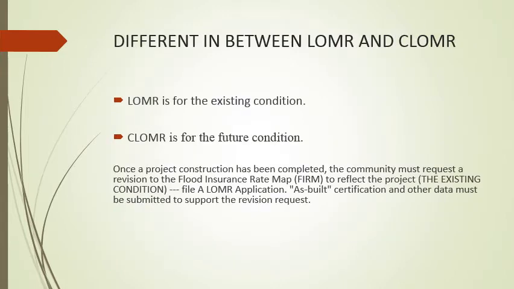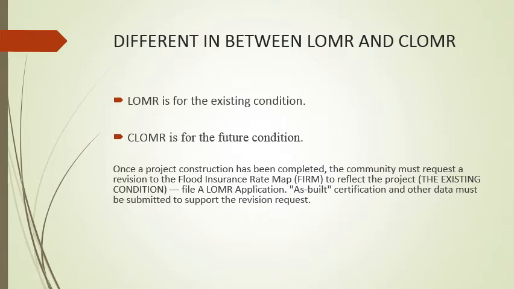What is different between LOMR and CLOMR? LOMR is for the existing condition. When you file LOMR, you need to use the existing topography condition to run your hydrology and hydraulic analysis. This means your project, if you do the improvements, needs to be constructed and certified, except by the agency. The agency could be a city, town, county, state, or federal government.